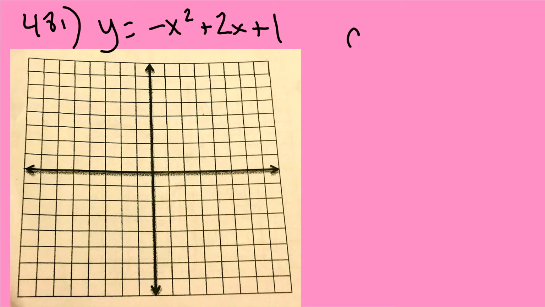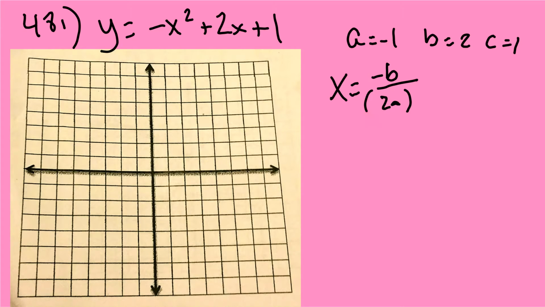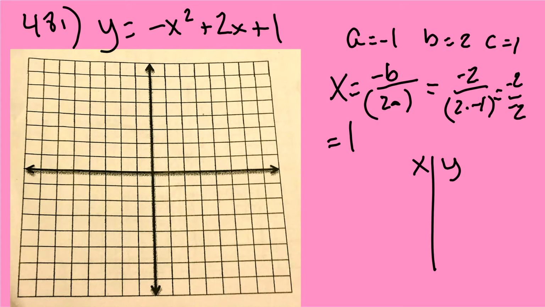Once again, it's standard form. So A is negative 1, B is 2, C is 1. X equals the opposite of B all over 2A. So I get negative 2 over 2 times negative 1. Remember, I do that first. So I get negative 2 over negative 2. That's 1. So I make my XY chart.